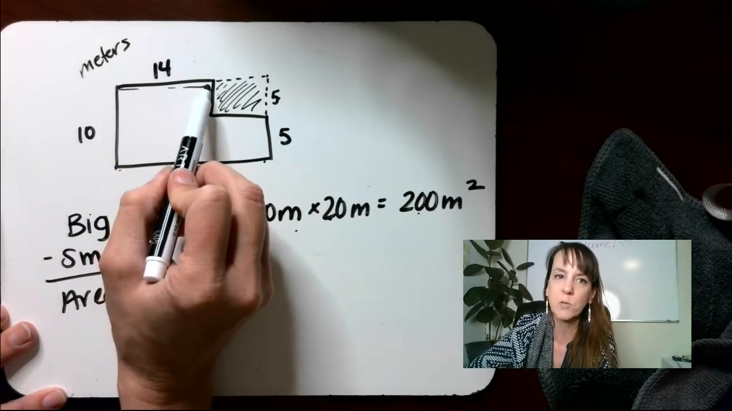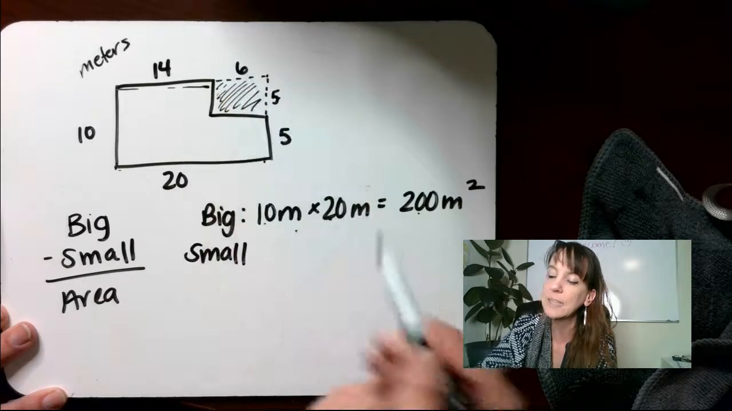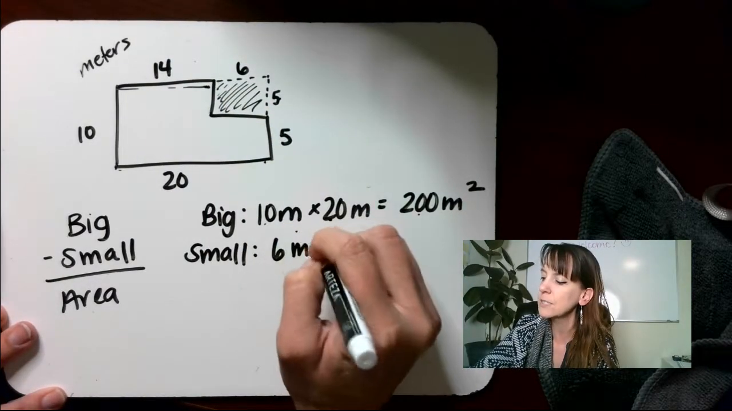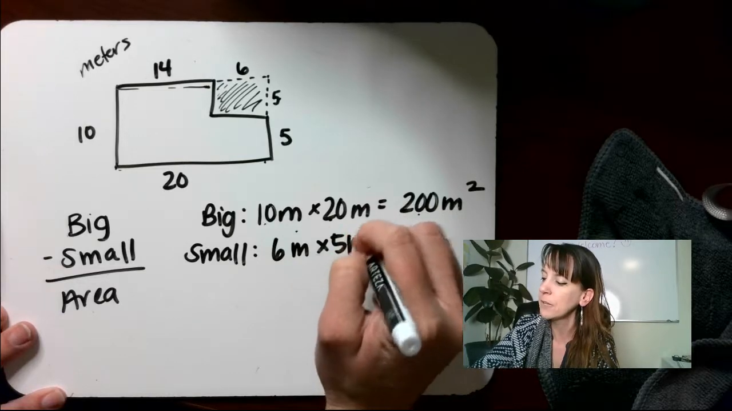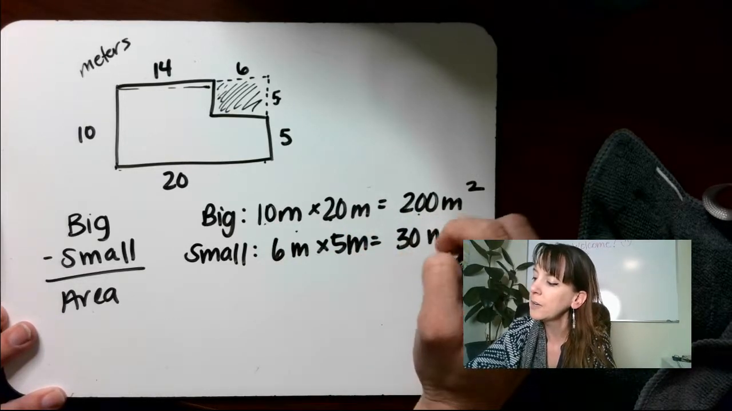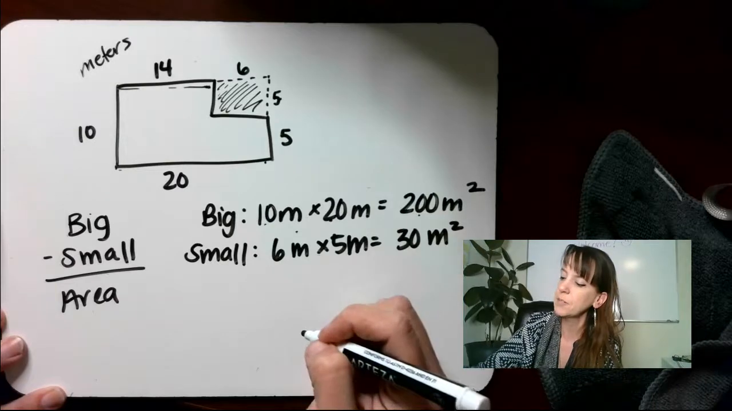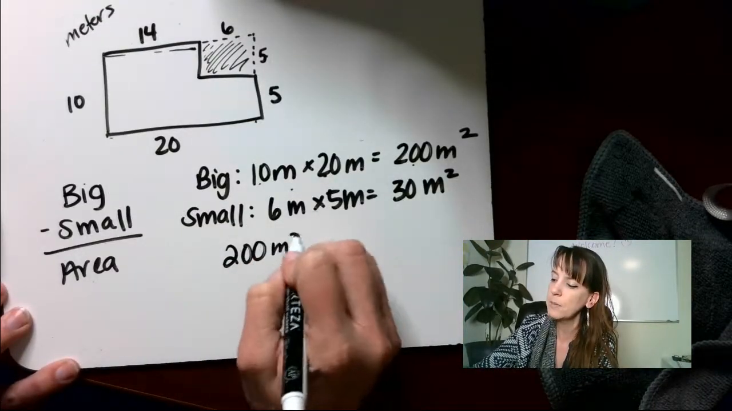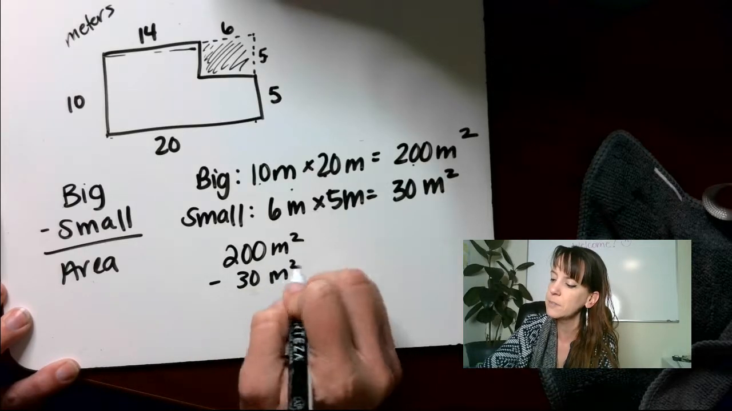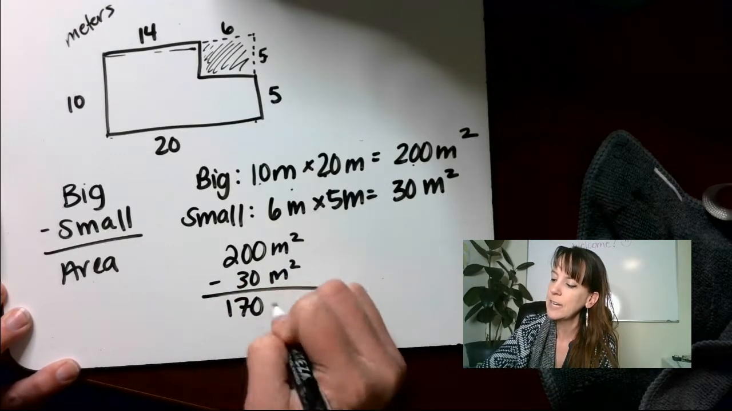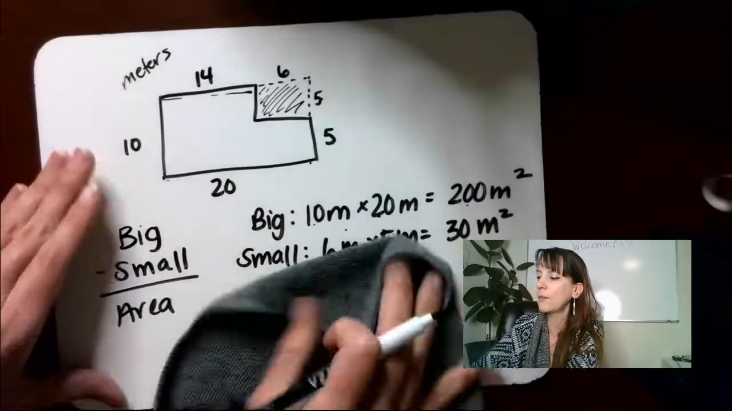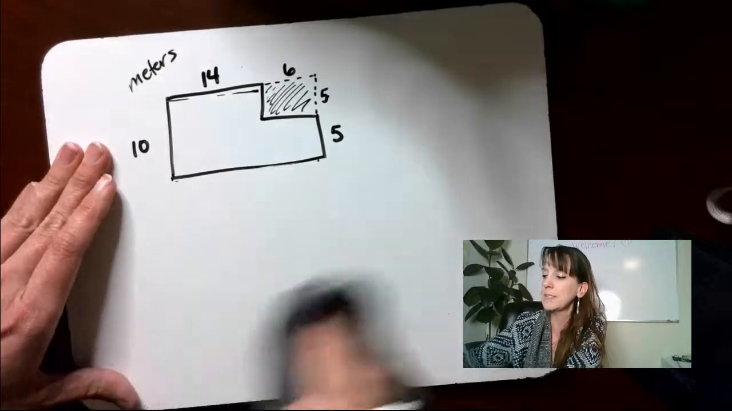This bit right here is 14, which means this bit has to be 6. So the dimensions of the small one are 6 meters times 5 meters, which gives me 30 meters squared. So when we take that big one and we minus the small one, 200 meters squared minus 30 meters squared gives me 170 meters squared. Okay, the big thing that I want you to take away from today are those units.